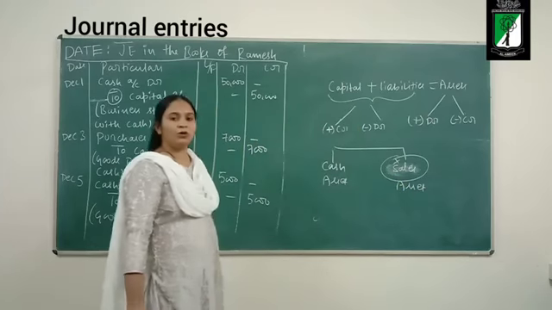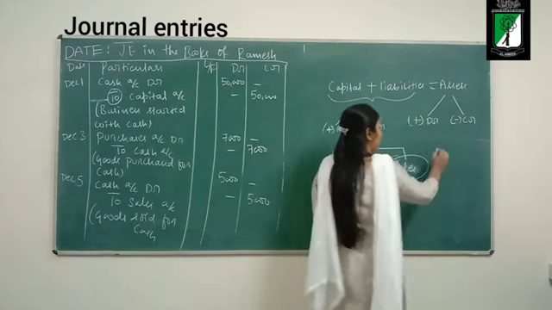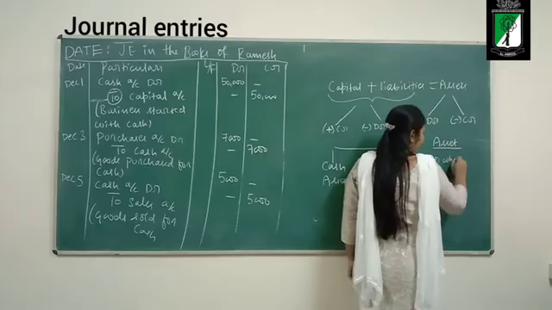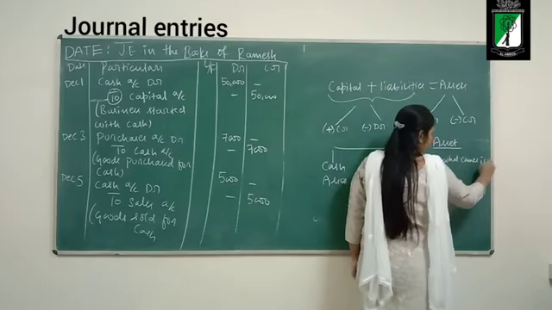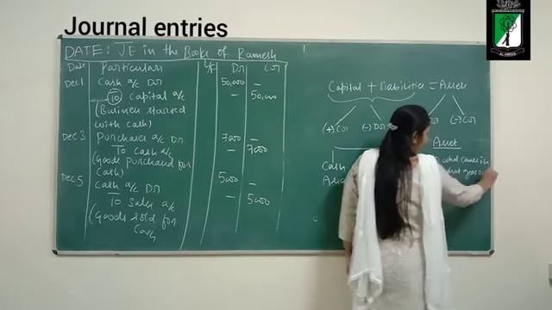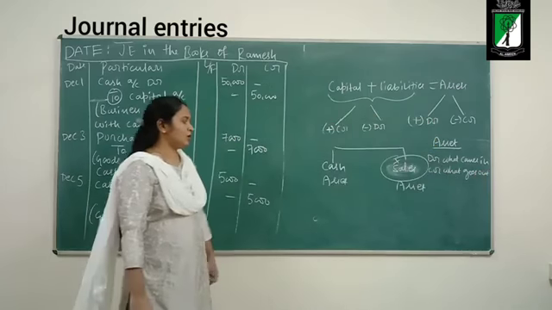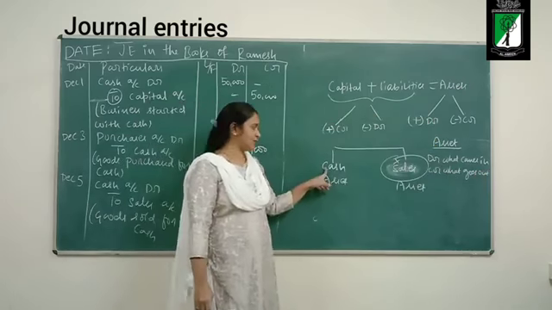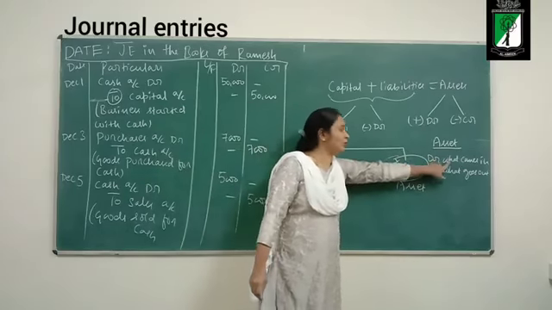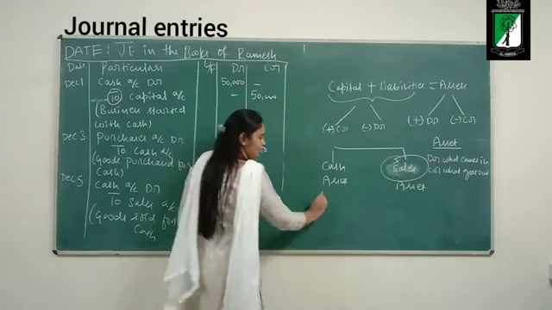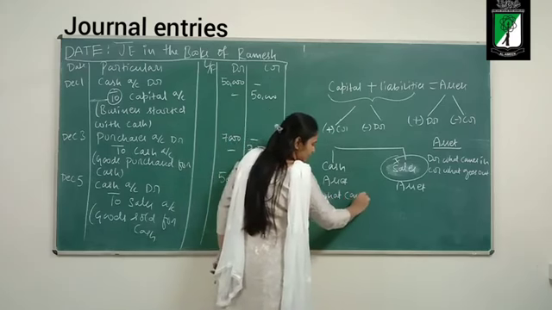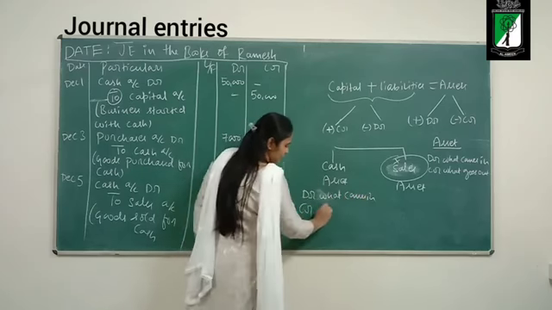For assets, which account rule do I have to follow? Real account rule. What does the real account rule tell? Debit what comes in, credit what goes out. Now cash, I am selling goods for cash. Is cash coming in or going out? It is coming in. So I should debit cash. So I will write here, debit what comes in, credit what goes out.